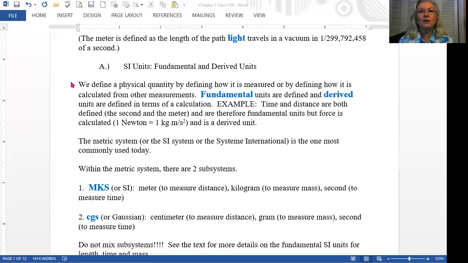We measure force in newtons. We'll get to that in a later chapter. And a newton is a kilogram times a meter divided by a second squared. So a newton is a derived unit. So sometimes you just have to make them up. Those are the fundamentals. And sometimes you just have to calculate it. That would be the derived units.